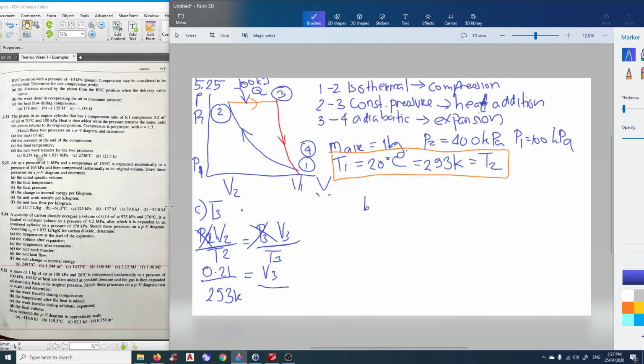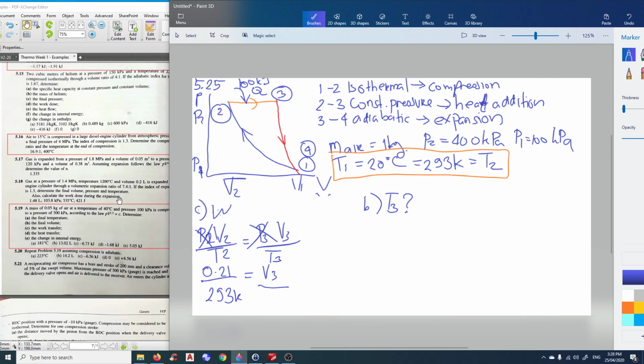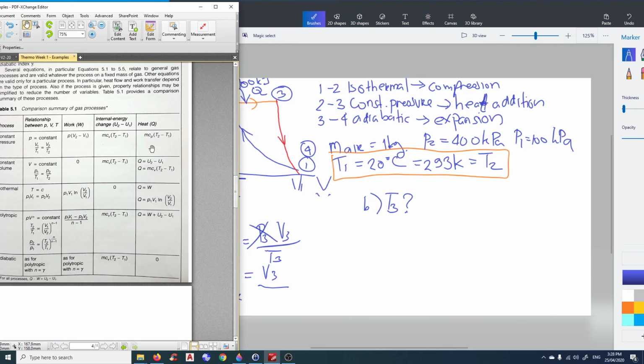Let's go back to question B. So question B, what is T3? Question C was work transfer. So back to question B. So what's T3? It's constant pressure. So we know the heat being in, we know the mass of the air, we know Cp, we can calculate T3.